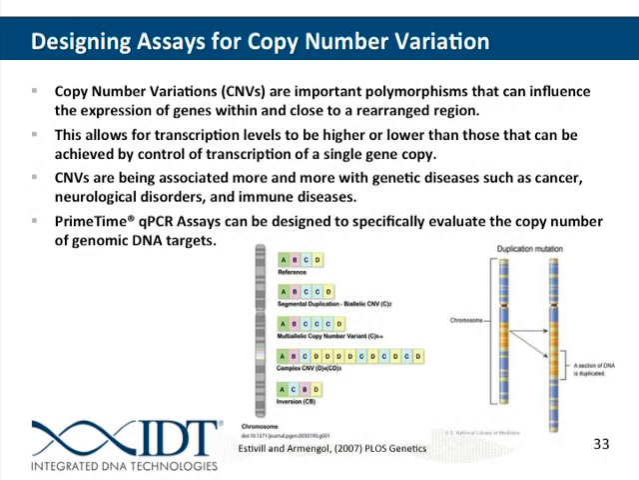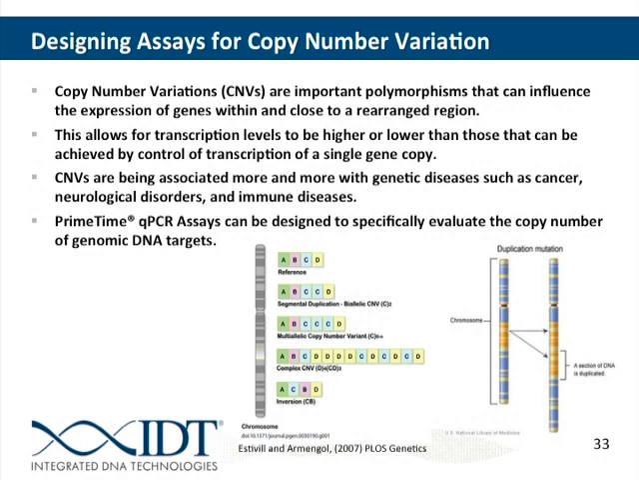So this copy number variation allows for transcription levels to be higher or lower than can be achieved by controlled transcription by just a single copy gene. And they're being associated more and more with a wide variety of diseases, such as cancer, neurological disorders, and immune diseases.